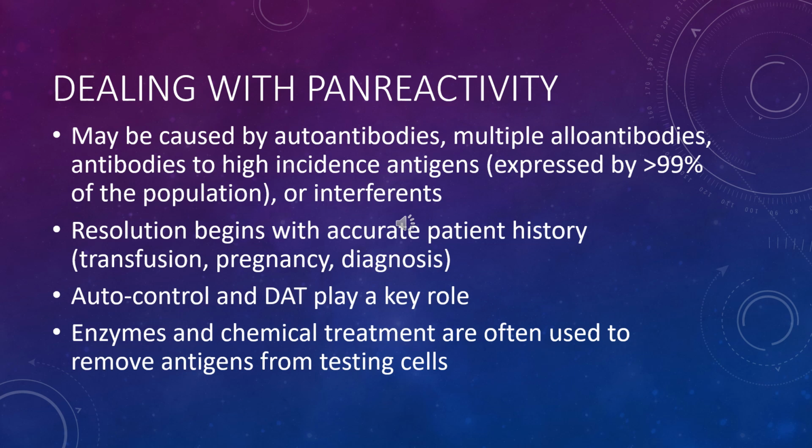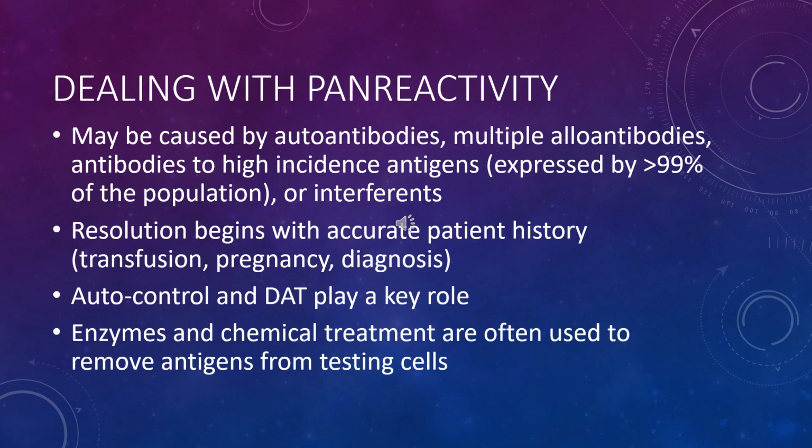So the first most important step when you're dealing with pan-reactivity is to obtain an accurate patient history. Sometimes a drug history is all you'll need to resolve it. Pay close attention to the results of your DAT and your autocontrol. If the autocontrol is negative, it's unlikely that you've got an autoantibody.